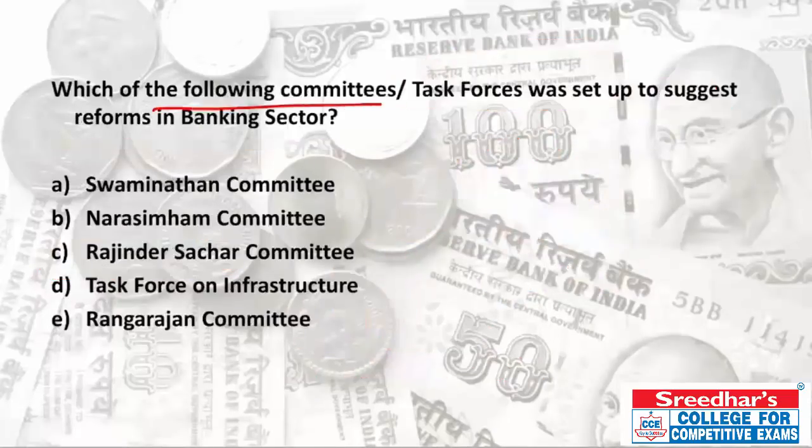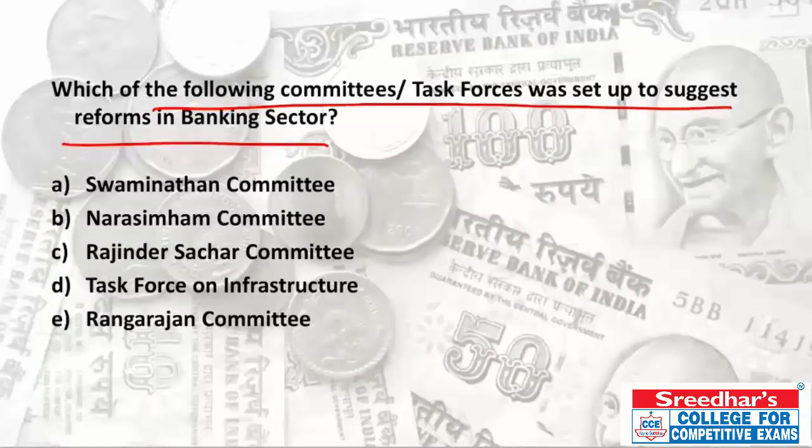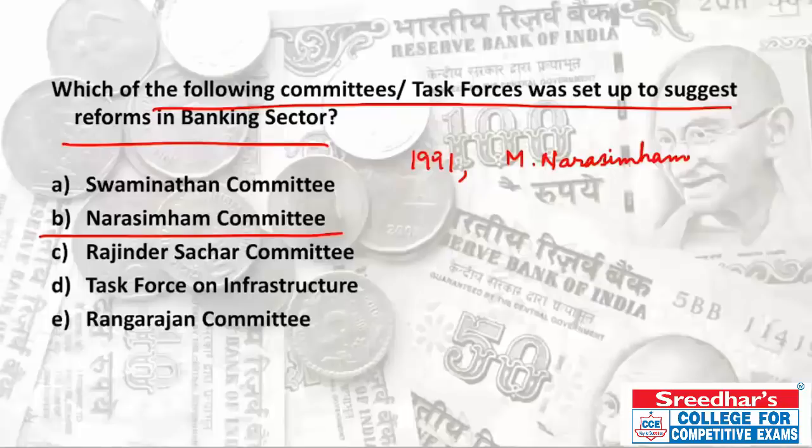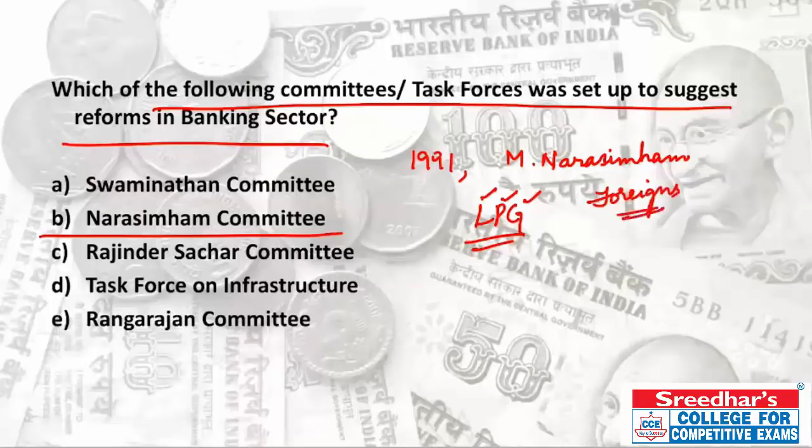Which of the following committees or task forces was set up to suggest reforms in the banking sector? It is the Narasimham Committee. In 1991, under the chairmanship of M. Narasimham, a committee was set up which worked for the liberalization of banking practices. At that point of time, 1991, when LPG was applied, liberalization, privatization and globalization, the country got flooded with foreign banks and their ATM transactions. So efforts were made to give satisfactory service to the customers.